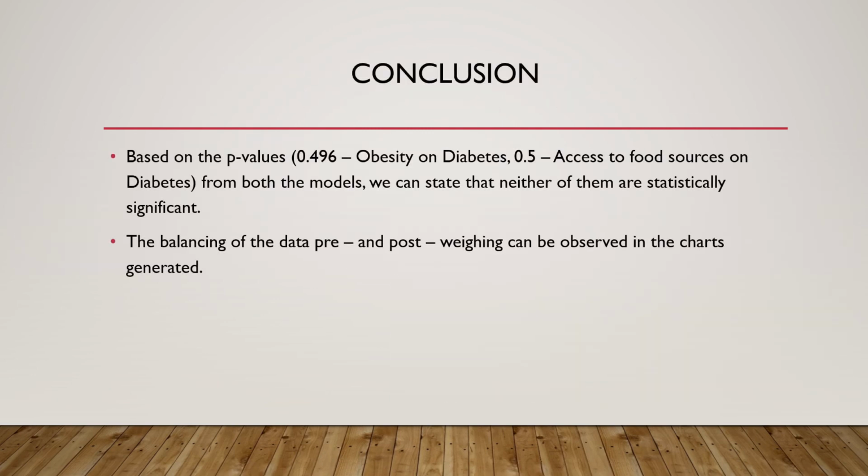To interpret the results, we use the p-values, and we can say that neither of the models are statistically significant because the p-values are greater than 0.05. And we can also use the charts generated in both the models to see how the data has been weighed by stratified covariate balancing.